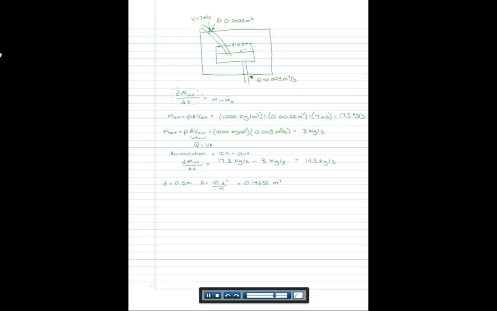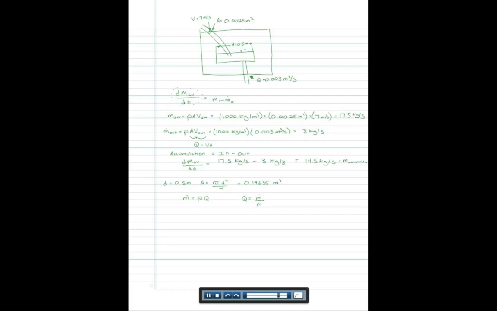If the water level is rising at 14.5 kilograms per second, then we can find the volumetric flow rate of that. Remember, what we know is that the mass flow rate is the density times the volumetric flow rate. So if we want to know the volumetric flow rate, that's simply going to be the mass flow rate divided by the density. And what is the volumetric flow rate of accumulation? We know that this is basically the mass flow rate of accumulation. That's how quickly the mass is accumulating inside of there.